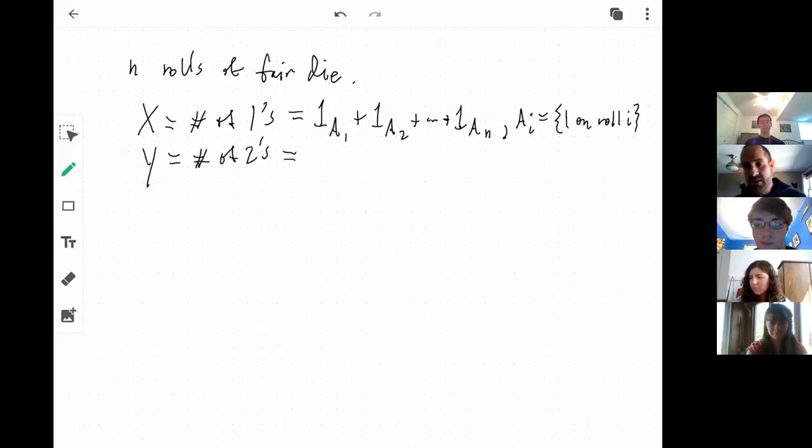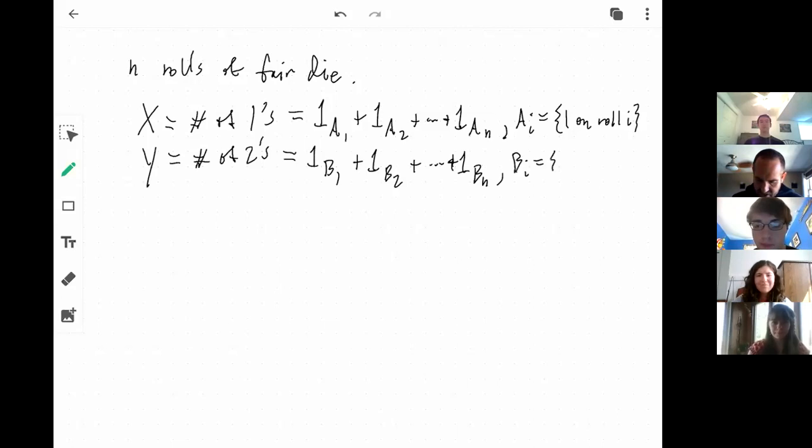And Y is going to be the indicator of B1 plus the indicator of B2 plus ... plus the indicator of Bn, where Bi is the event 2 on roll i. Yeah? Okay. So, well, what do you guys think? I mean, that seems to be the most natural definition of X and Y in terms of sums of indicators, which seems to be the scaffolding upon which chapter 7 is built, right?